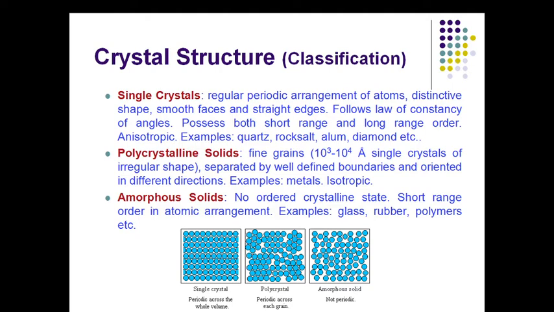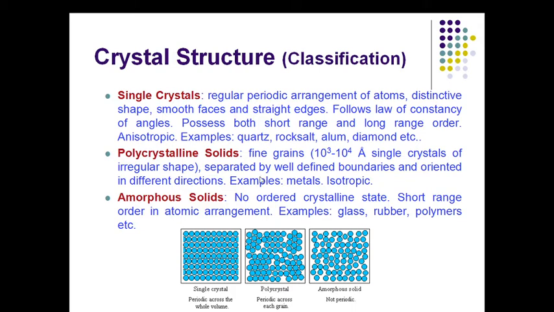The examples of single crystals are quartz, rock salt, alum, diamond. All have distinct shapes, smooth faces, sharp edges, and they follow the law of constancy of angles, possess both short range and long range order, and their properties change with direction. As you can see, quartz and rock salt are single crystals, and here we have shown that these have a regular periodic arrangement of atoms, and you can see that the long range order is followed here.